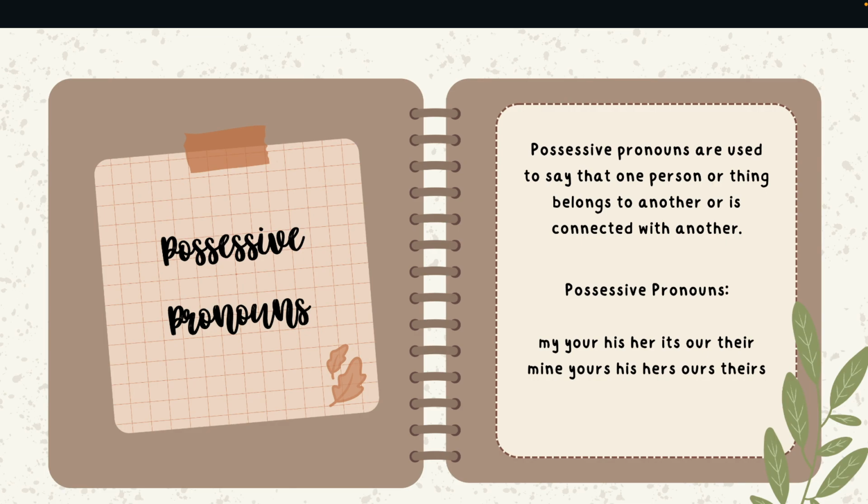Next, we have possessive pronouns. Possessive pronouns are used to say that one person or thing belongs to another or is connected to another. So we have possessive pronouns like my, your, his, her, its, our, their, mine, yours, his, hers, ours, theirs. And yes, you guessed it, we have singular and plural.